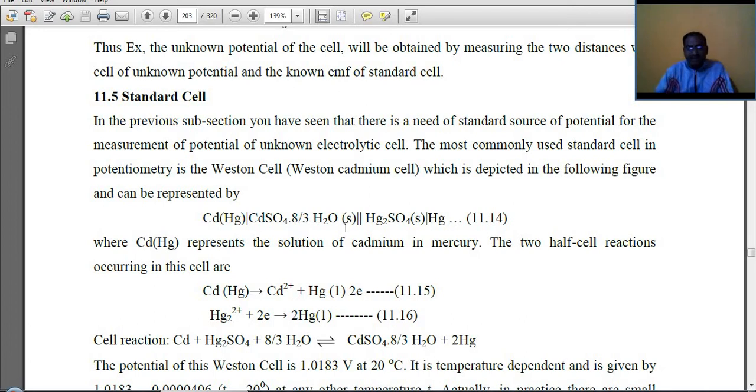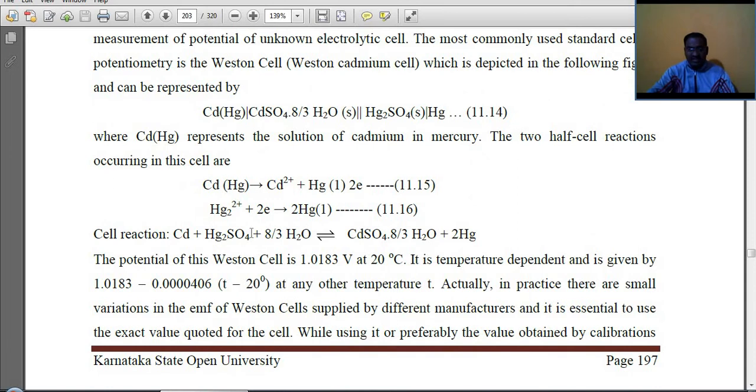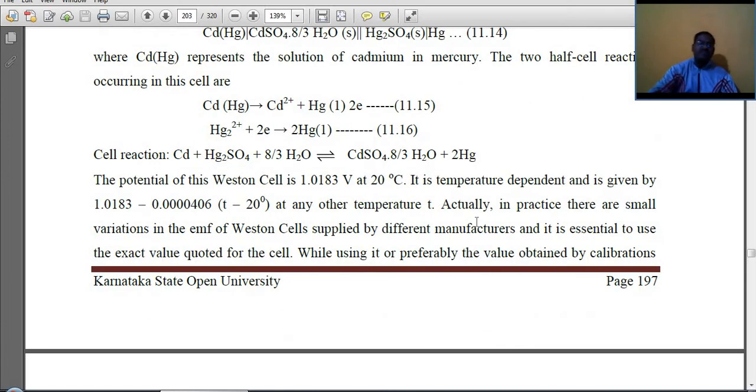Here cadmium mercury represents the solution of cadmium in mercury. The two half cell reactions occurring are as follows. Here cadmium liberates electrons, and mercury gains electrons, meaning it undergoes both oxidation and reduction, leading to the formation of the EMF.